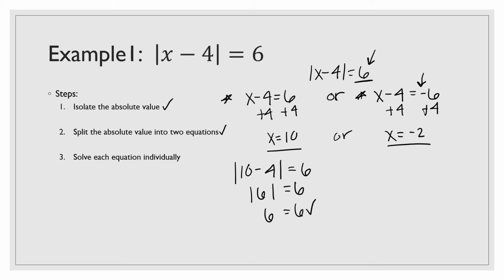We can do the same thing with x equals negative 2. We plug in negative 2 for x, and go ahead and simplify the left-hand side. We'll get negative 6 inside the absolute values. And the absolute value of negative 6 is 6. And yes, 6 is equal to 6. So negative 2 is a solution to this absolute value equation.